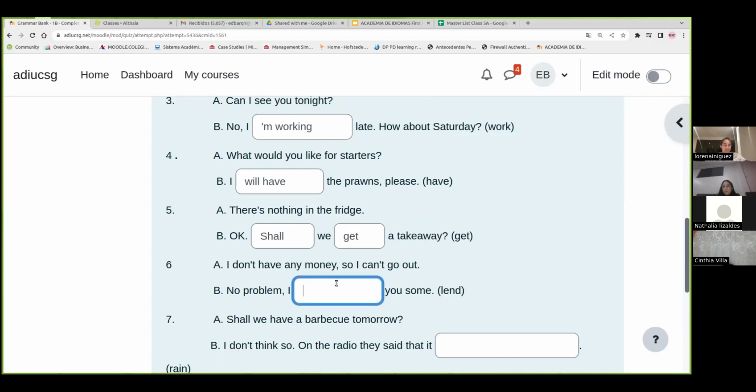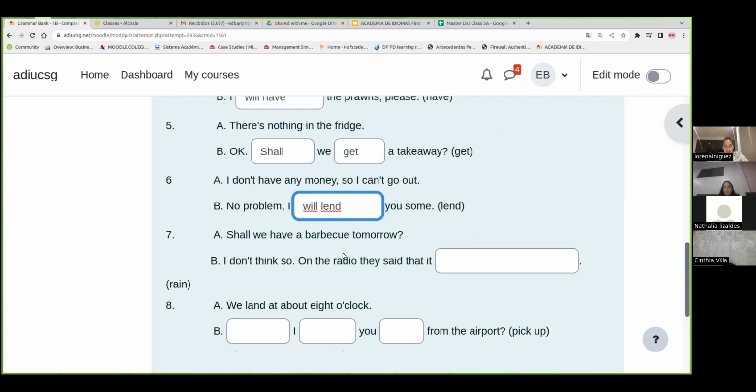Number 6, I don't have any money, so I can't go out. No problem. I am going to lend you. I will lend. Very good. Number 7, shall we have a barbecue tomorrow? I don't think so. On the radio, they said that it is going to rain. Will rain or is going to rain? No, it's going to rain.